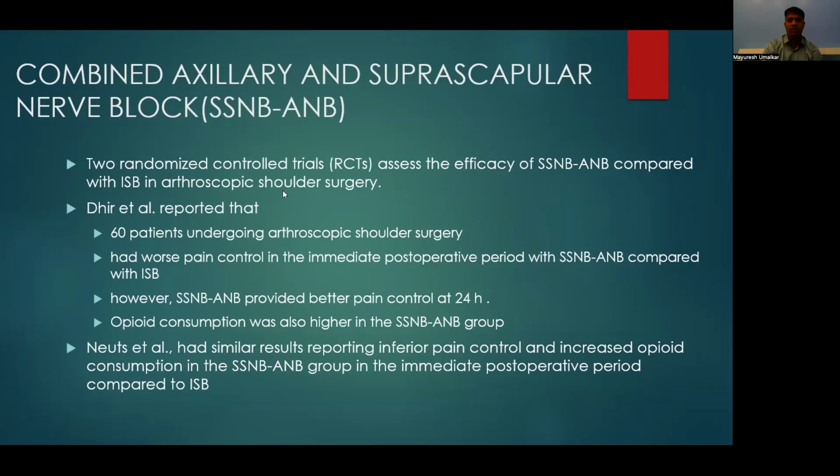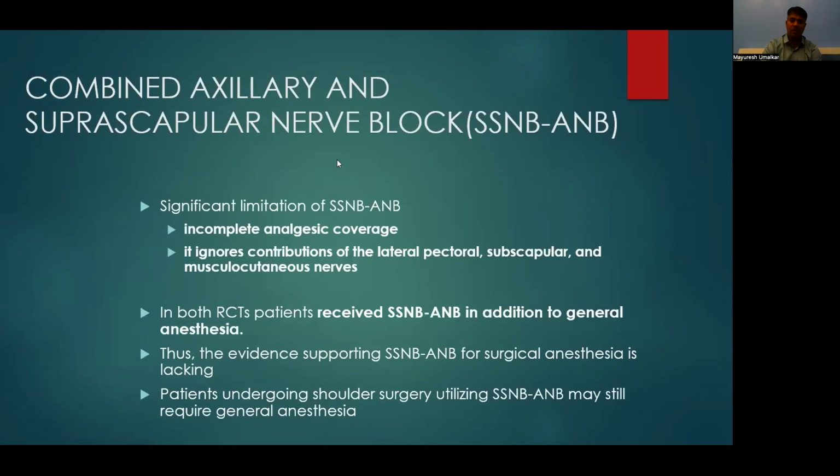Now, two randomized controlled trials assess the efficacy of suprascapular nerve block and axillary nerve block compared to this. Dheer et al. reported that in 60 patients undergoing arthroscopic shoulder surgeries, they had worse pain control in the immediate postoperative period with SSNB compared to ISB. However, SSNB with ANB provided better pain control at 24 hours. Opioid consumption was also higher in that group. Neuts et al. also demonstrated the same results.